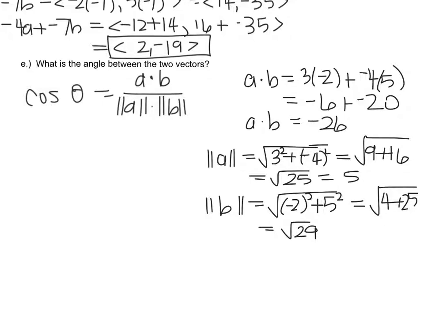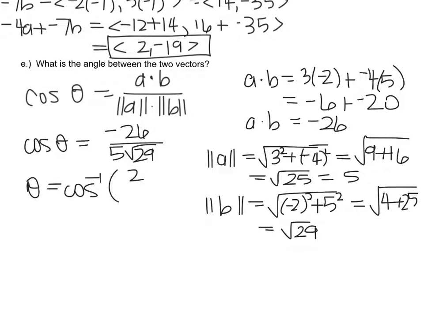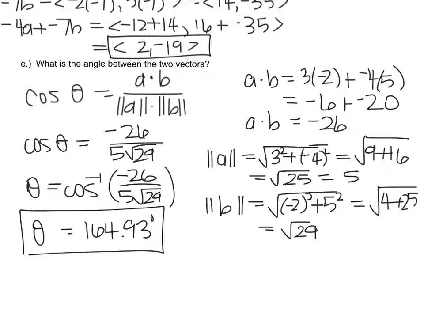Now that we have all of the necessary information, we can go plug it into our equation. So we end up with cosine of theta equals negative 26 divided by 5 times radical 29. Taking the cosine inverse of both sides, we get that theta equals the cosine inverse of negative 26 over 5 radical 29. And then it just becomes plugging it into a calculator. So we get that theta equals 164.93 degrees. So the angle between our two vectors is 164.93 degrees.